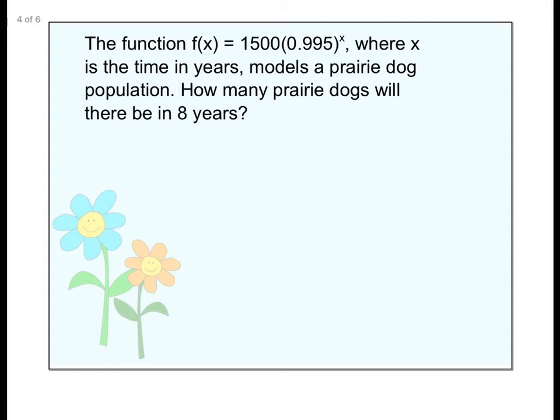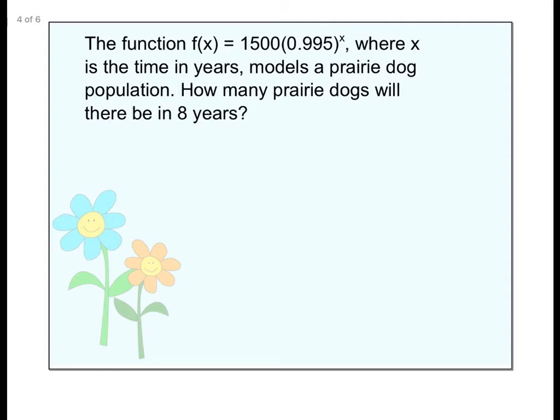Okay, moving on to a word problem example. It says the function f of x is equal to 1500 times 0.995 to the power of x, where x is the time in years. Okay, so we know x is all about years. That models a prairie dog population. How many prairie dogs will there be in 8 years?